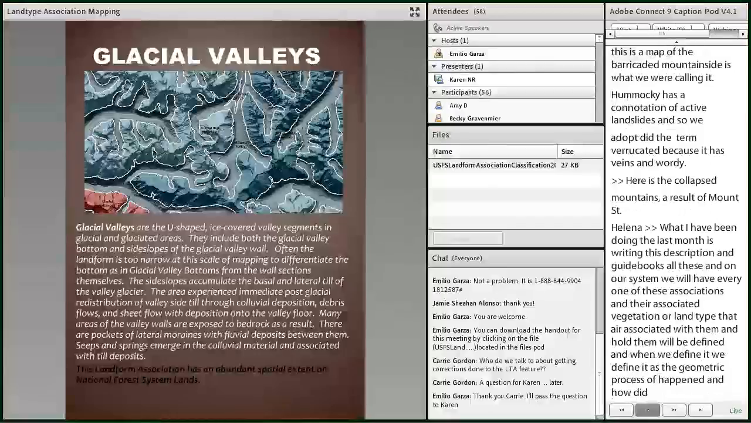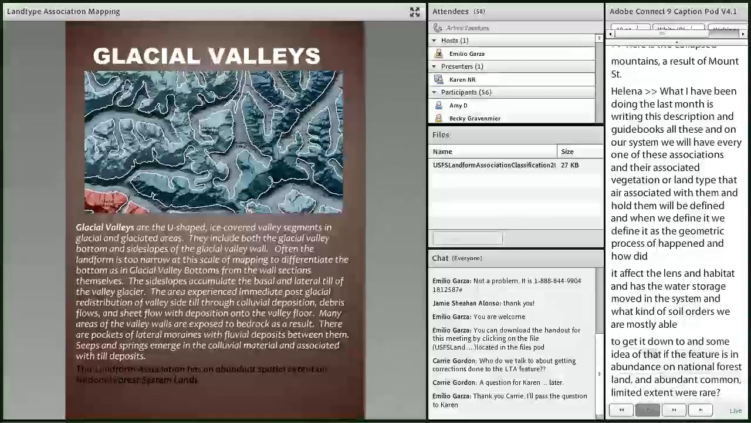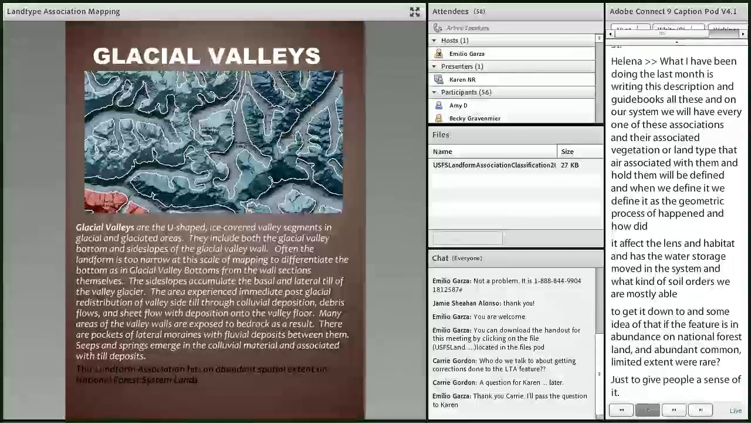We're able to mostly get it down to soil orders. And then some idea of, is that land, is this feature abundant on national forest land, common, of limited extent, or rare, just to give people a sense of it. So this would be the Glacial High Mountains landform, and then the Glacial Valley landform, and a little bit of a glaciated volcano sticking in here.